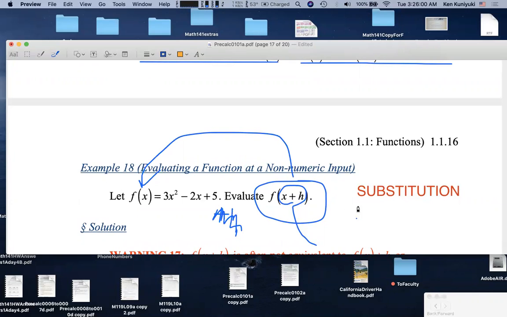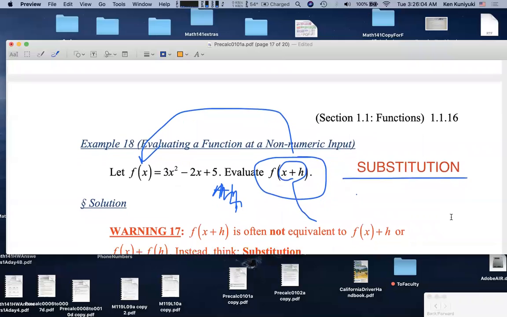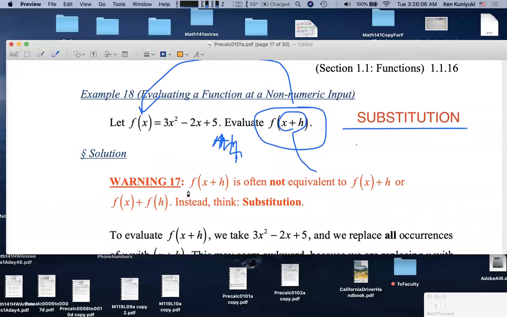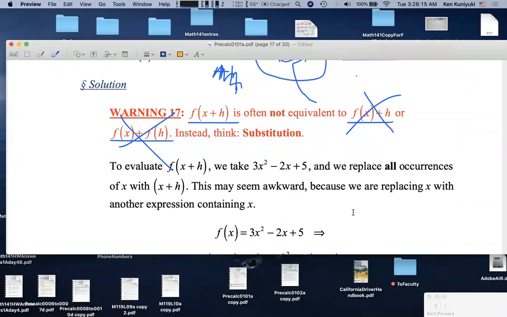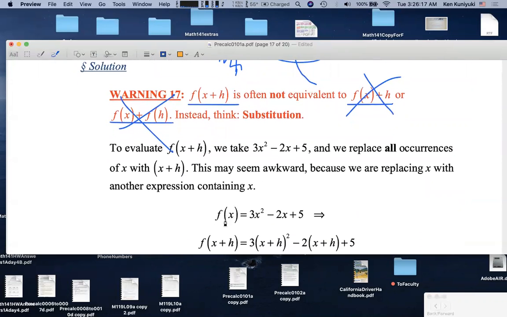When you see something like this, think substitution. You're evaluating a function. And often f of x plus h does not break up like this or this. That's often not the case. All right, think substitution. So if f of x is this, 3x squared minus 2x plus 5, how do we even express f of x plus h?